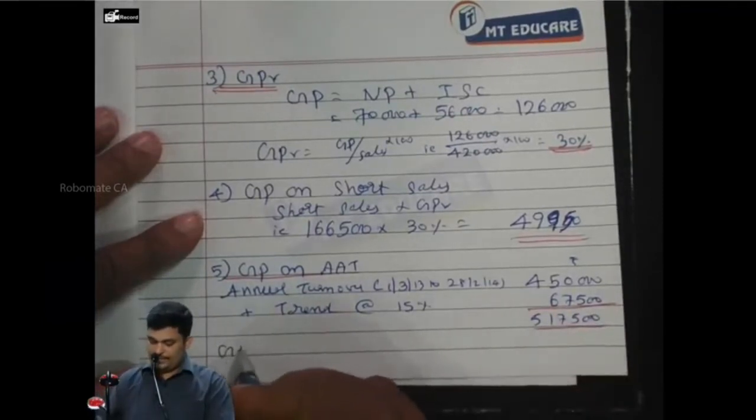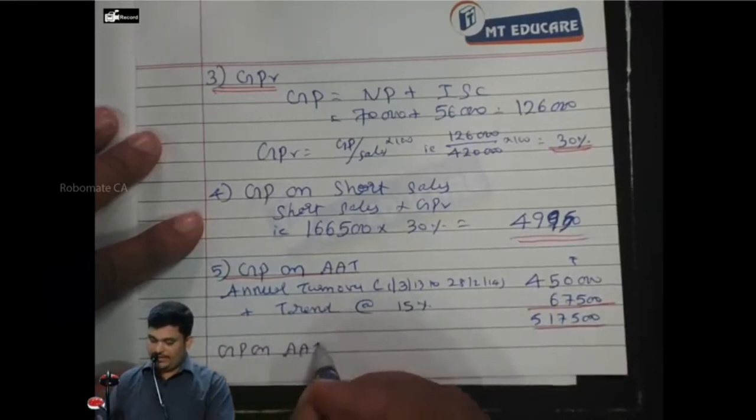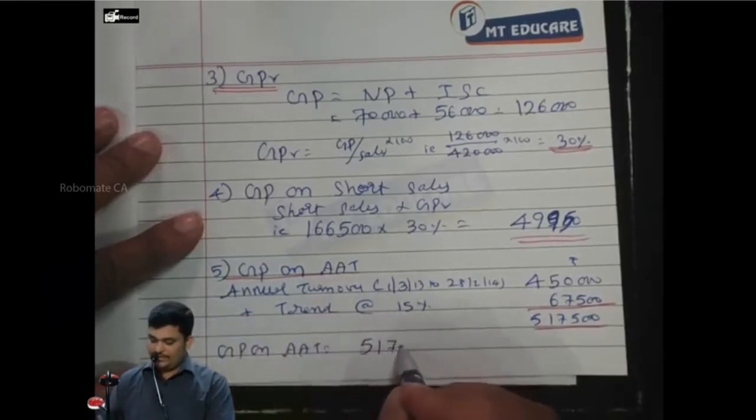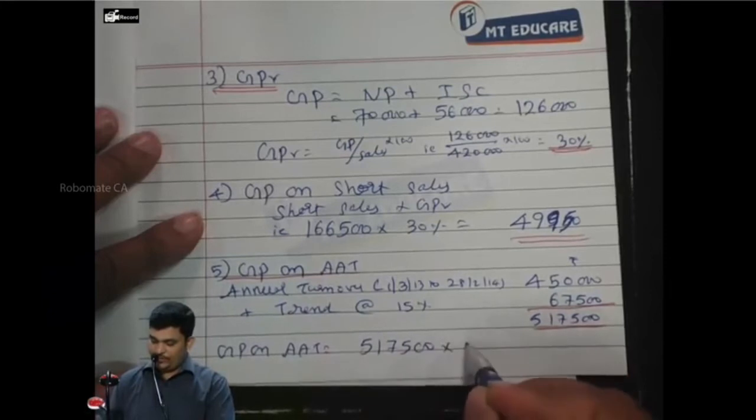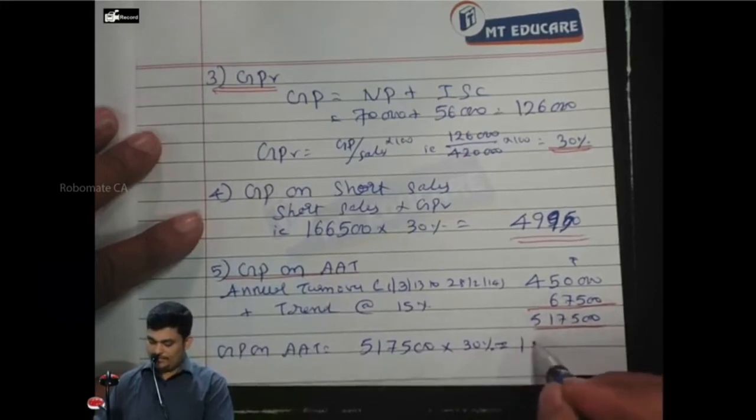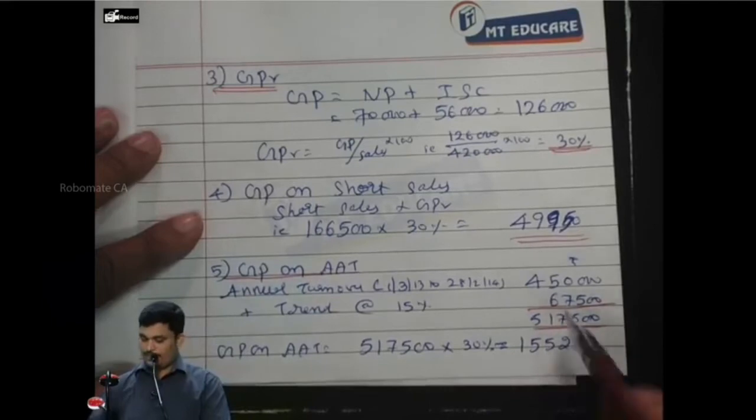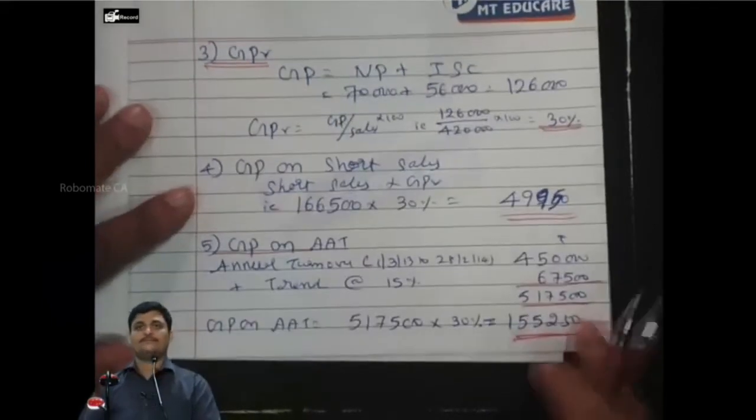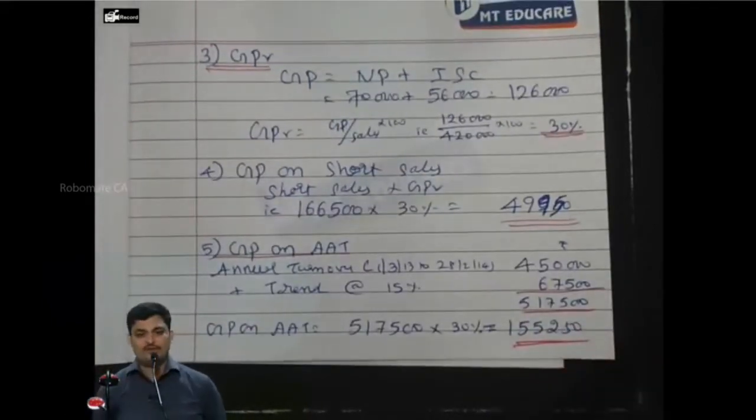Next, GP on AAT is 5,17,500 into 30%, which is 1,55,250.